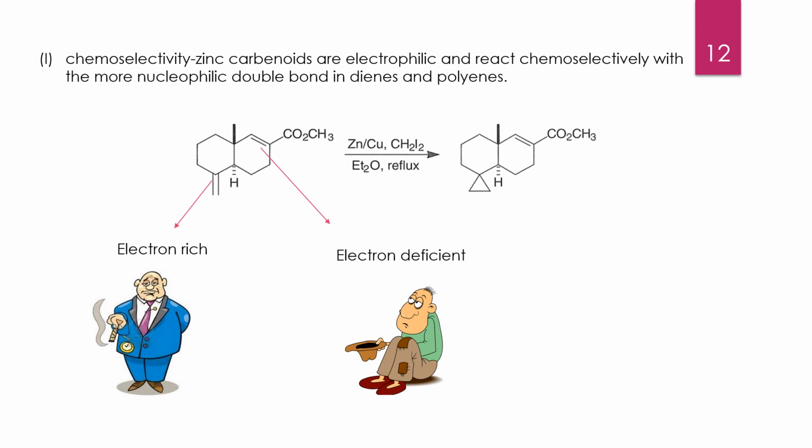Polyenes means a compound containing more than 3 or 4 double bonds. Four double bonds is called a tetraene or something, but more than that we call polyene. And diene, we know, is 2 double bonds.